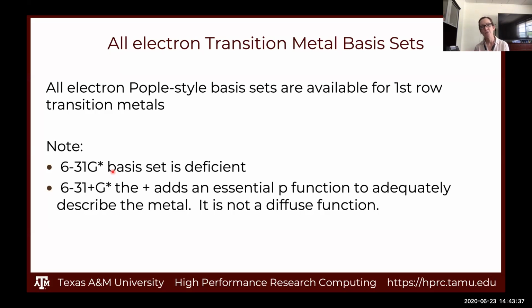There's other all-electron transition metal basis sets. If you get to the second row or third row and you're doing all-electron, you usually have to include some kind of relativistic correction in the Hamiltonian. And tomorrow, we're going to talk about forms of the Hamiltonian.